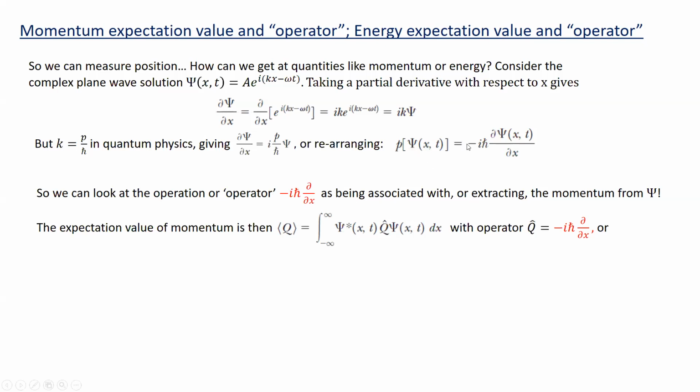So if we take minus i h bar d psi dx, we get the momentum times the wave function back again. So the expectation value of momentum is then equal to Q, which is just a general letter used to represent these operators, which would be equal to the integral of psi star times Q hat times psi dx, where the operator Q hat is minus i h bar d dx. Okay.